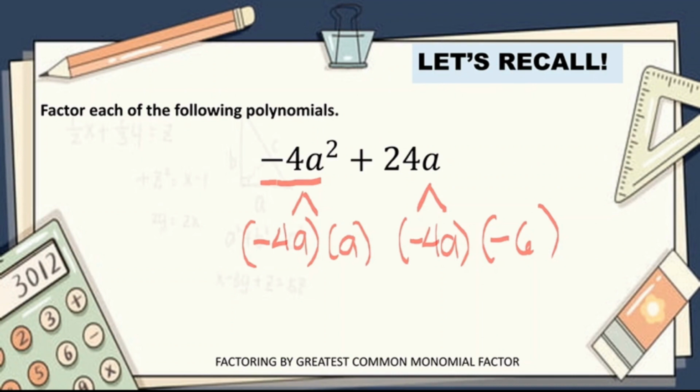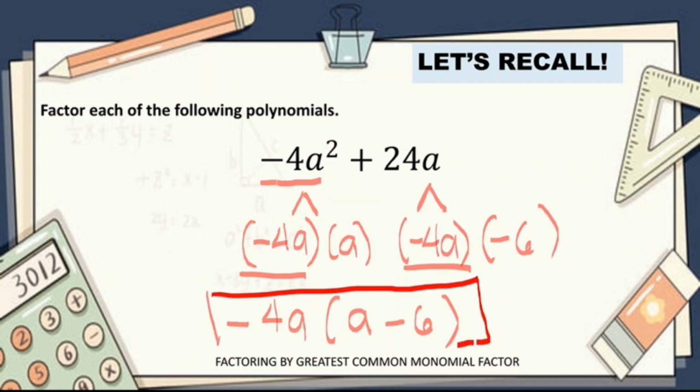Why both negative? Because when you multiply two negative numbers, the product is positive. So if we multiply negative 4a times negative 6, the product is positive 24a. Since the common monomial factor is negative 4a, we will factor out negative 4a from negative 4a squared plus 24a. So we'll now have negative 4a times the quantity a minus 6. And these are now the factors of negative 4a squared plus 24a.